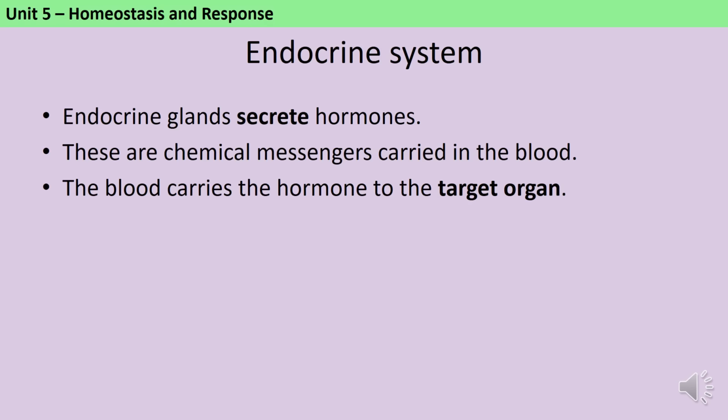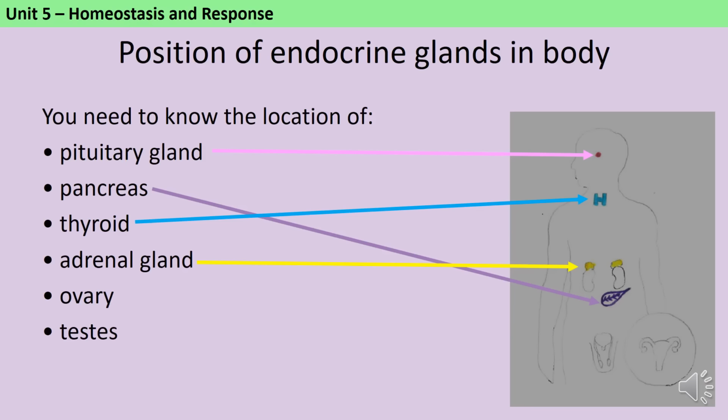The second system involved in homeostasis is the endocrine system, which is the system of hormones. Hormones are chemical messengers carried in the blood until they reach a target organ where they bind and act. There are 6 specific endocrine glands that you need to know the locations of. In the brain, just behind the bridge of the nose, is the pituitary gland. Then your pancreas is part of your digestive system. It's the small leaf-shaped organ that also produces a number of the digestive enzymes.